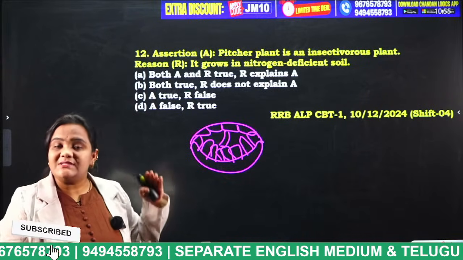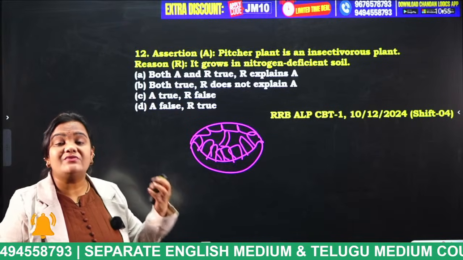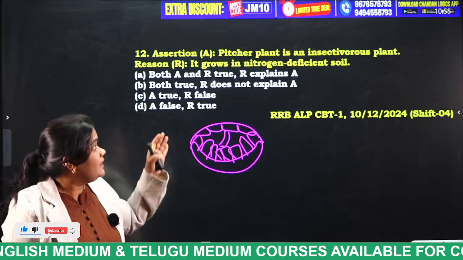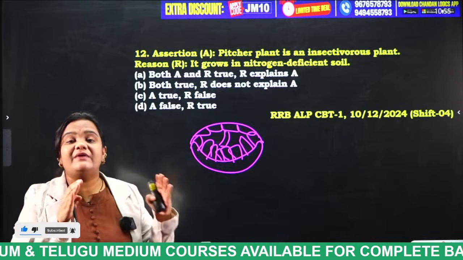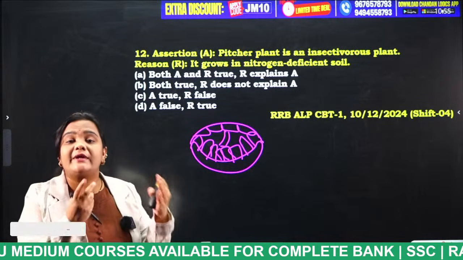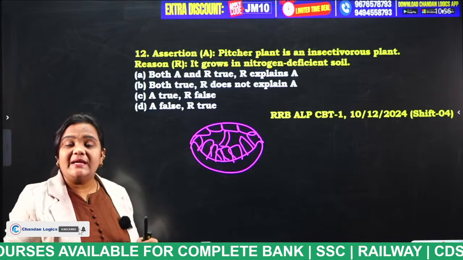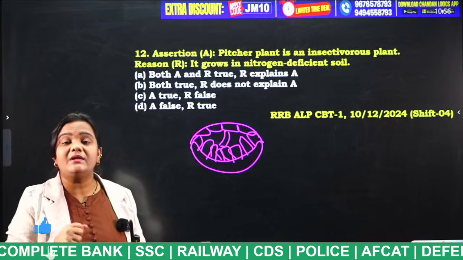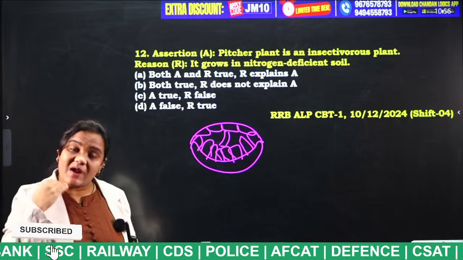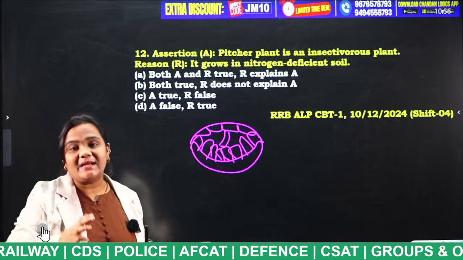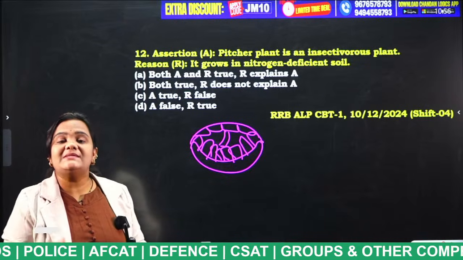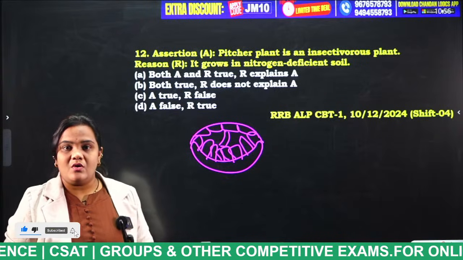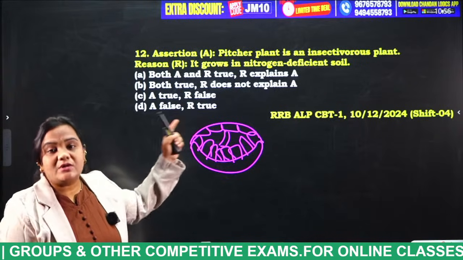You all know the use of nitrogen for plants, the nitrogen fixation process. This insectivorous plant, the pitcher plant, has a deficiency of nitrogen. In order to get nitrogen from the insects, it eats them. It is performing photosynthesis, but it is lacking nitrogen. For that purpose, it is eating the insects and taking the nitrogen from them. That is why they are considered insectivorous plants.